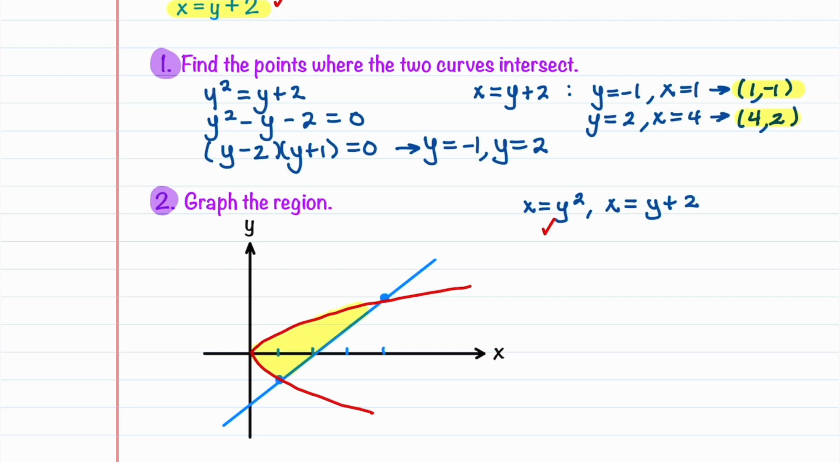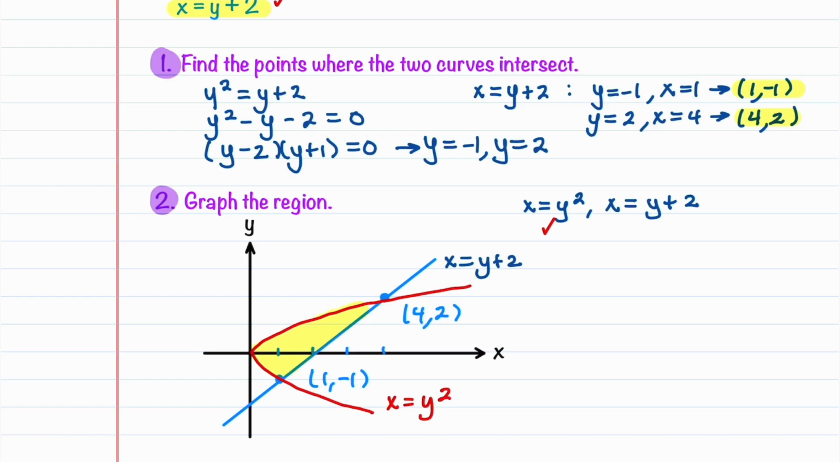Now let's go ahead and label everything. Our first point of intersection is down here at the bottom, and it is (1, -1). And then our point of intersection at the top is the point (4, 2). Let's now label our graphs. Our line is the graph x is equal to y plus 2, and then our parabola is x is equal to y squared. It really helps to put the labels on the graph for when we set up the integral.